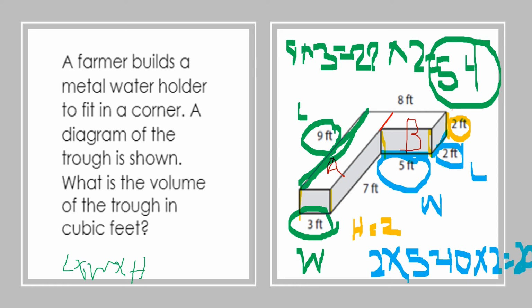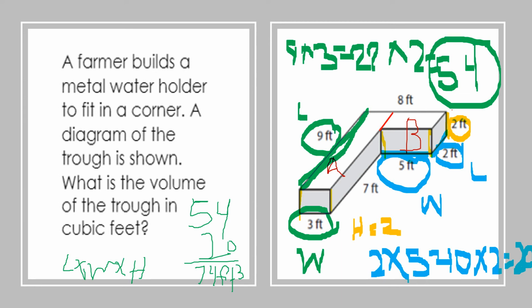20. So now I have the volume for A, and I have the volume for B. So I need to add them together. So I'm going to come over here and add them, and I have 54 cubic feet plus 20 cubic feet gives me 74 cubic feet. There we go. So we know our answer is 74 cubic feet.